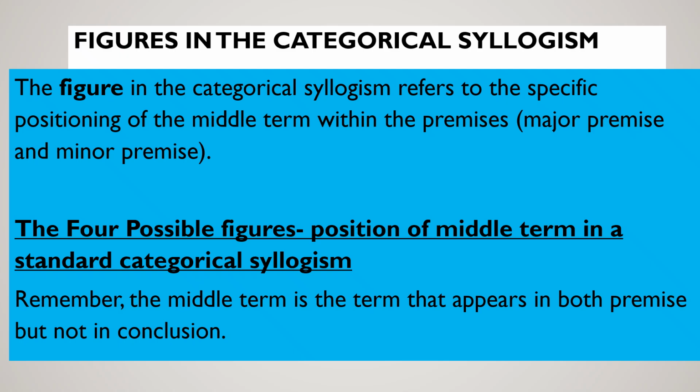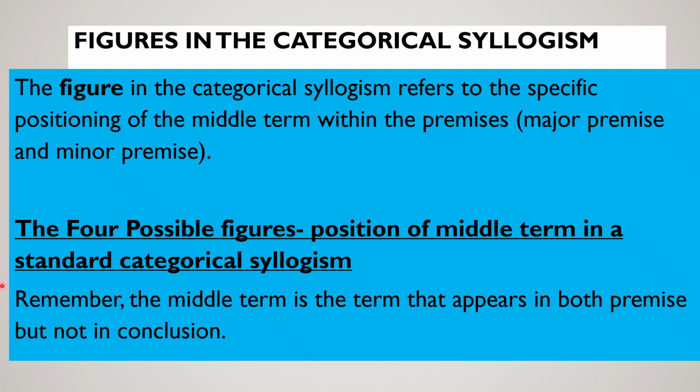We have been mentioning figures in syllogism. Let us first of all look at what a figure is in a categorical syllogism. The figure in the categorical syllogism refers to the specific positioning of the middle term, or where the middle term is within the premises. Remember, not in the conclusion, but within the premises, that is in the major premise and minor premise. There are only 4 possible figures, or positions of the middle term, when it comes to the two premises, major and minor, in a standard categorical syllogism.